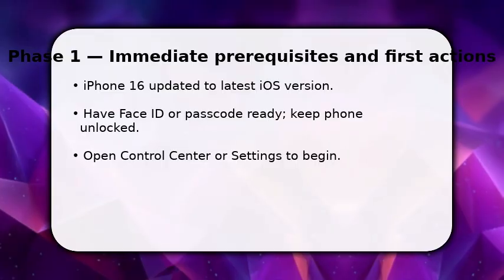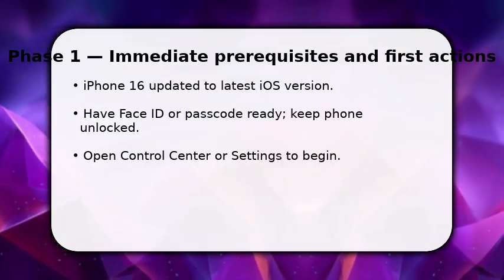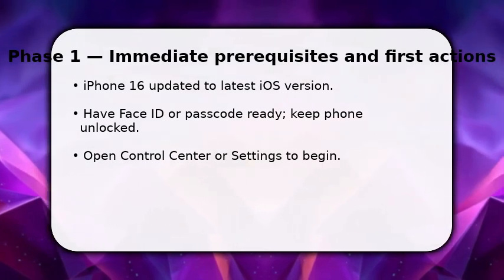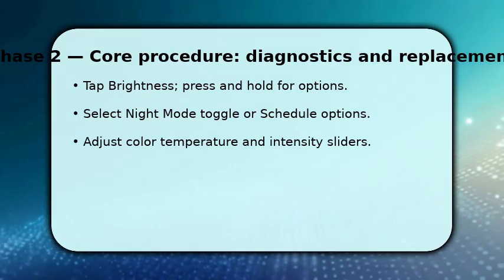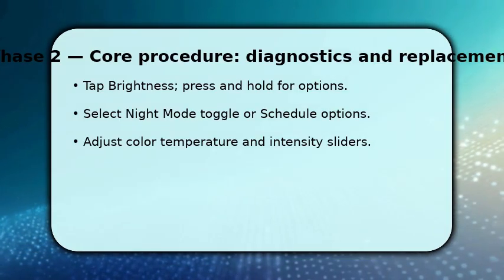This is the one-way path. Start inside the screen controls to alter display behavior immediately. Don't waste time toggling unrelated settings. Begin at Control Center, or you press and hold the brightness slider to reveal the advanced options. This is where night mode appears.